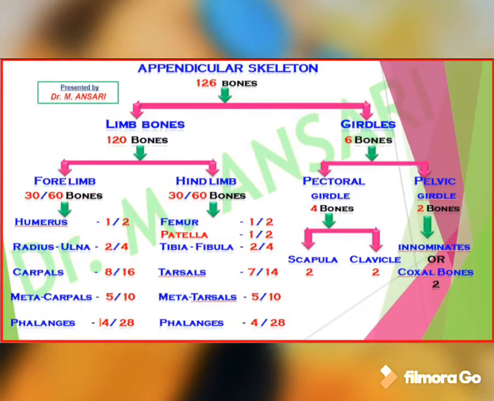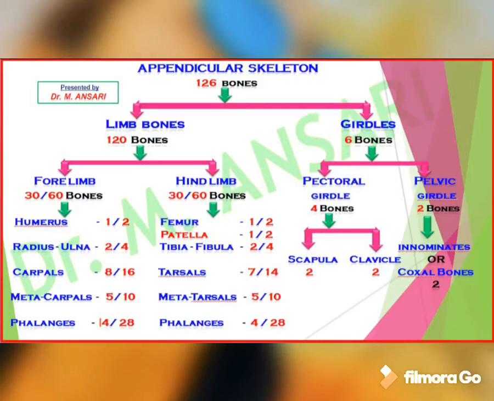The limb bones, that is 120 bones, are classified into forelimb bones and hind limb bones. Forelimb bones total 60; we can say in each forelimb 30 bones are present. So 30 in one forelimb, 30 in another forelimb, total 60 bones are present in the forelimbs. Like this, each hind limb consists of 30 bones, which means a total of 60 bones are present.